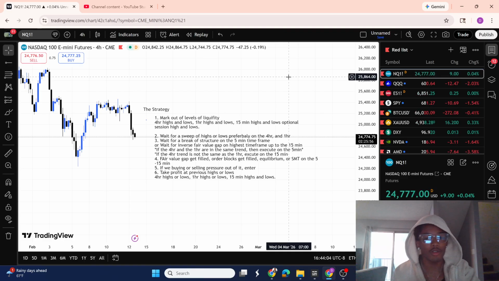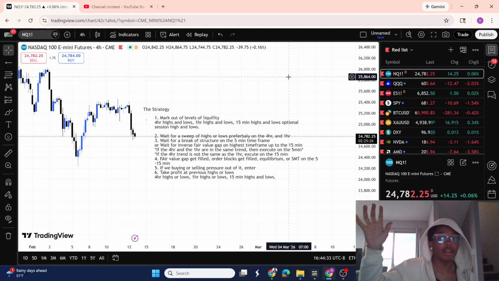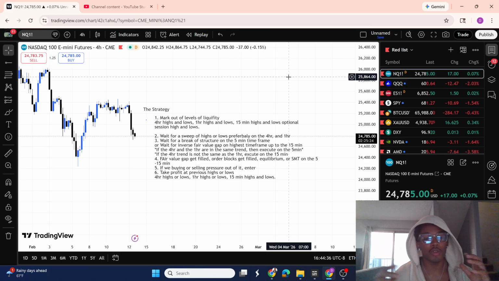This needs to happen or else nothing else, literally nothing else happens. Wait for a sweep on liquidity on the 4-hour preferably, or the 1-hour. Then after that, if the 4-hour and the 1-hour are in the same trend, we execute on the 5-minute time frame. We want to see a 5-minute break of structure. If the 4-hour and the 1-hour are not in the same trend, for example the 4-hour is in a downtrend and the 1-hour is in an uptrend, we will execute on the 15-minute, because we want to make sure we're not caught in a retracement.